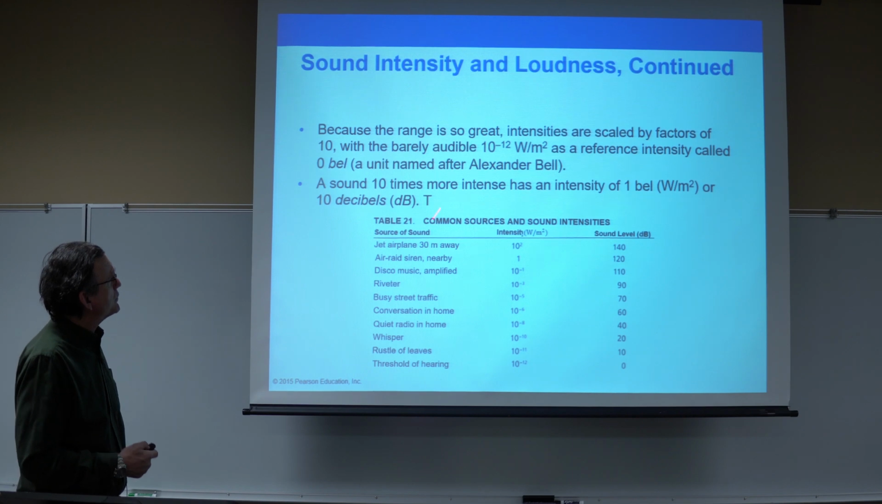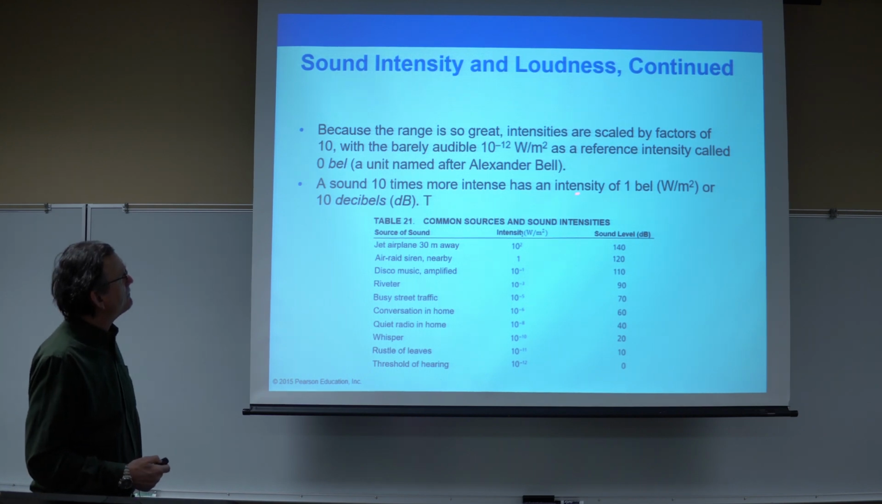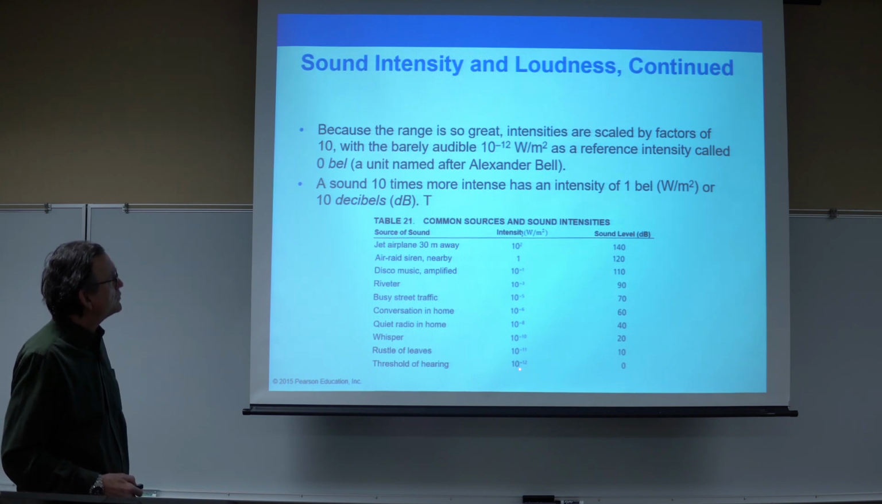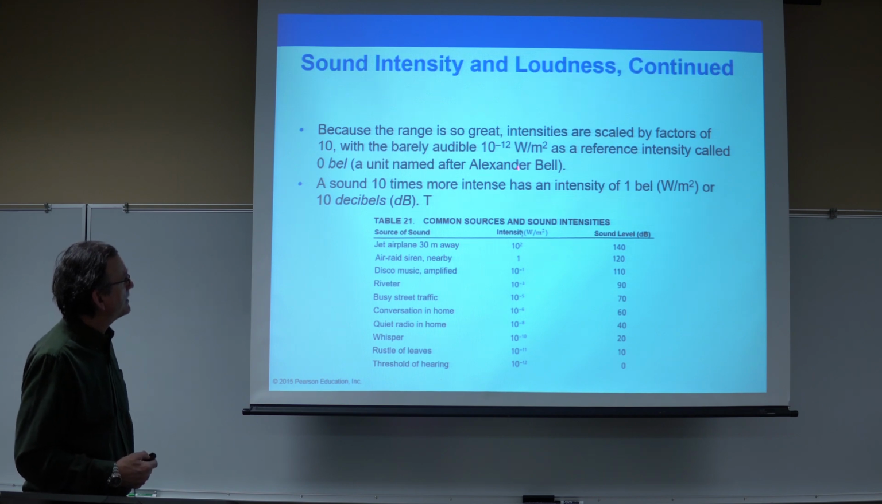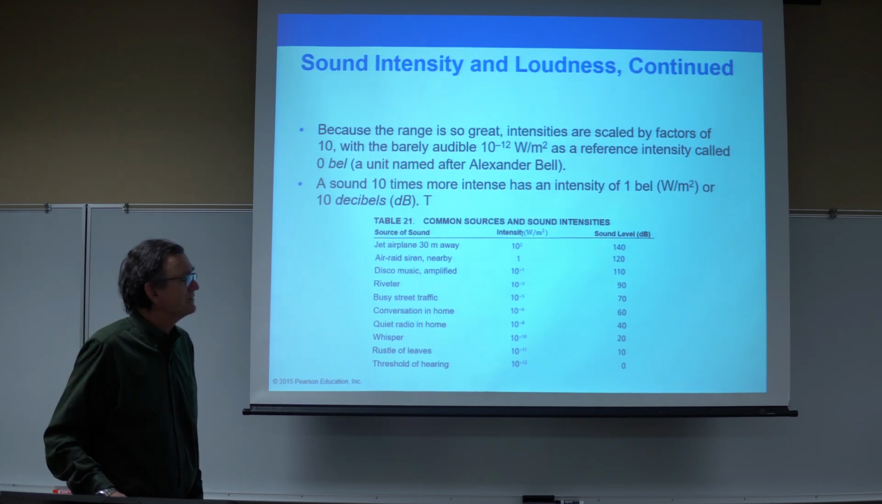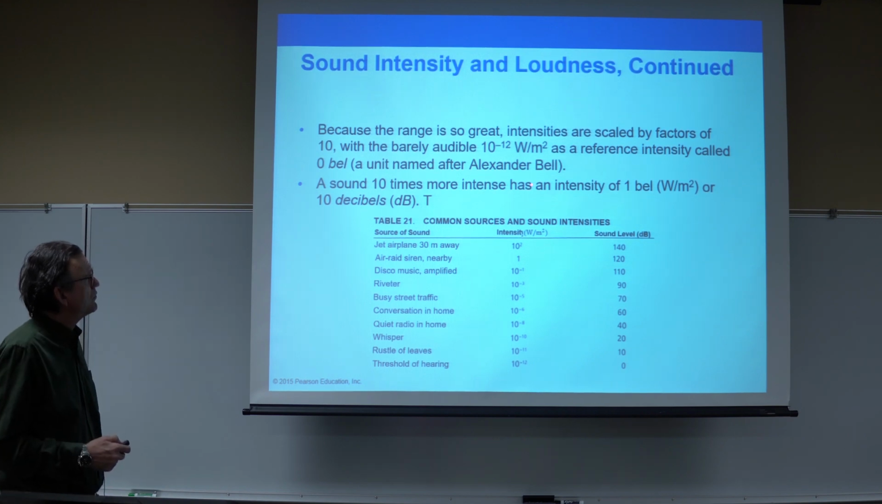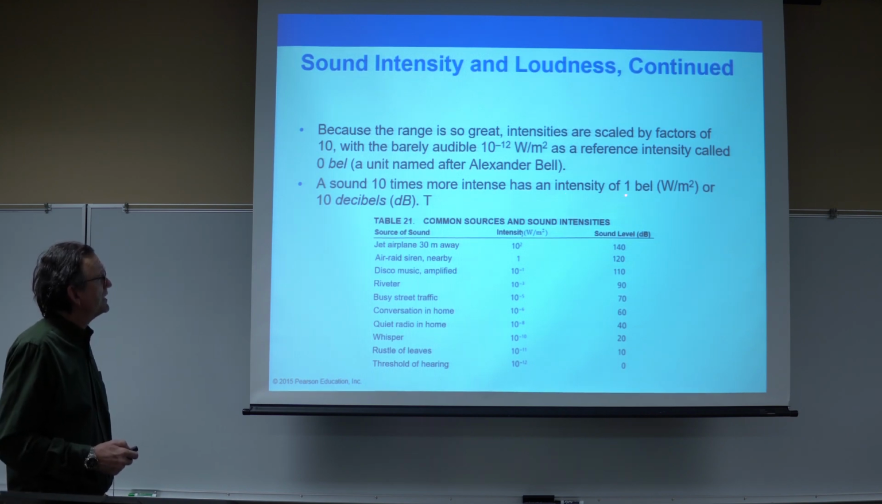Now, because the range is so great, the intensities are scaled by factors of 10, with the barely audible one here at the bottom. You see at the bottom the intensity is 10 to the minus 12. As a reference, this is called 0 bels, named after the famous Alexander Bell who invented the telephone. The sound 10 times more intense would have an intensity of 1 bel.